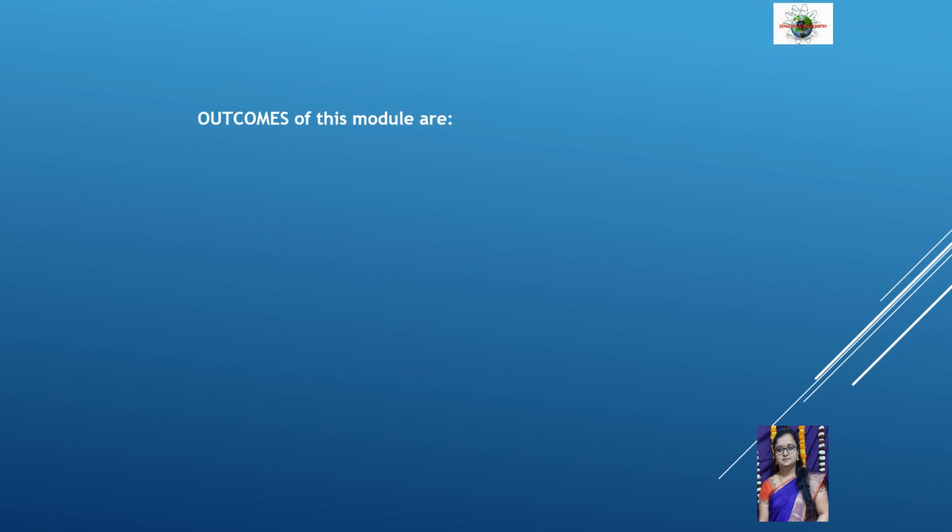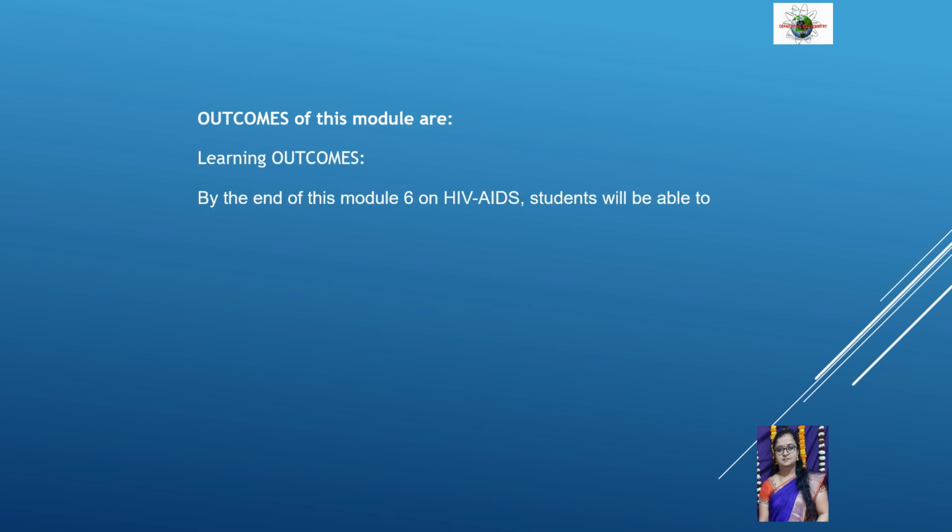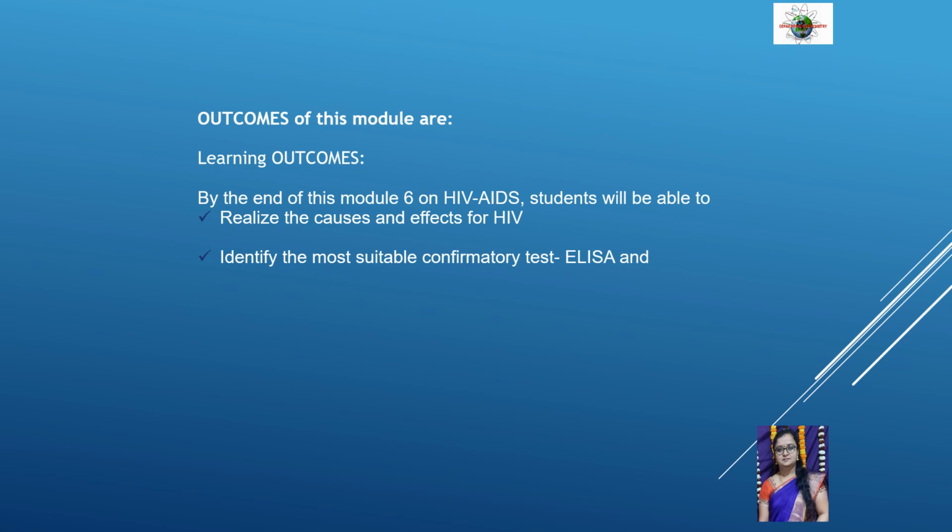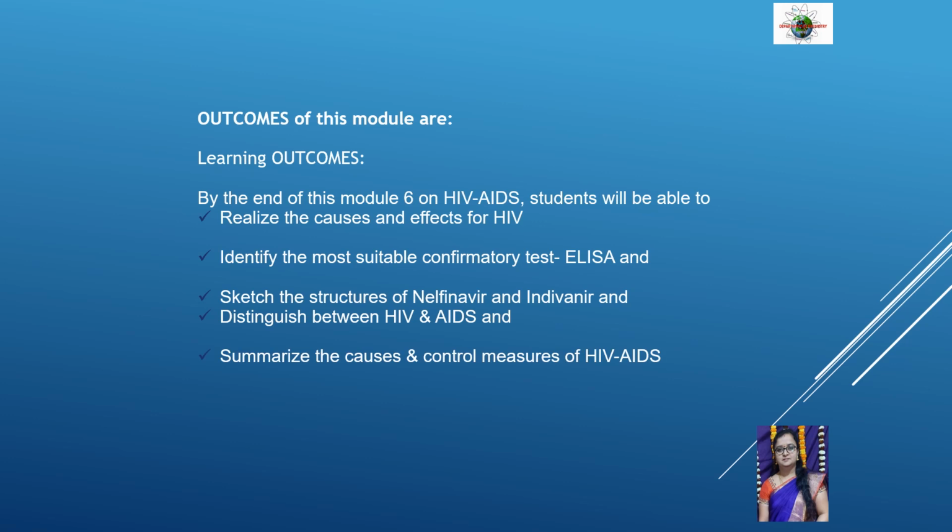The outcomes of this module are: by the end of Module 6 on HIV/AIDS, students will be able to realize the causes and effects of HIV, identify the most suitable confirmatory test, ELISA, sketch the structures of nelfinavir and indinavir, distinguish between HIV and AIDS, and summarize the causes and control measures of HIV/AIDS.